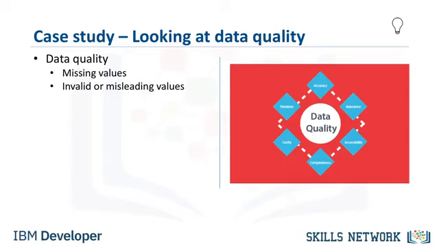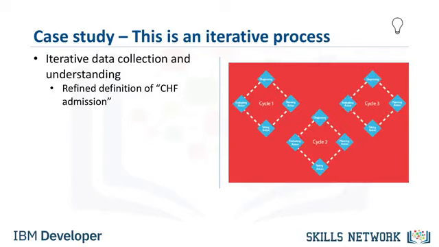Initially, the meaning of congestive heart failure admission was decided on the basis of a primary diagnosis of congestive heart failure. But working through the data understanding stage revealed that the initial definition was not capturing all of the congestive heart failure admissions that were expected based on clinical experience. This meant looping back to the data collection stage and adding secondary and tertiary diagnoses and building a more comprehensive definition of congestive heart failure admission.